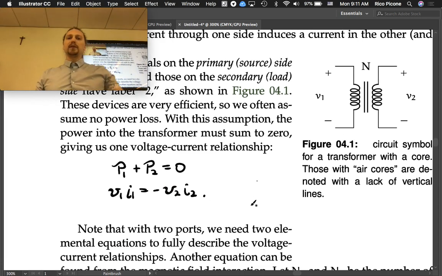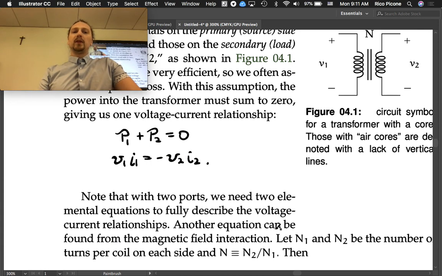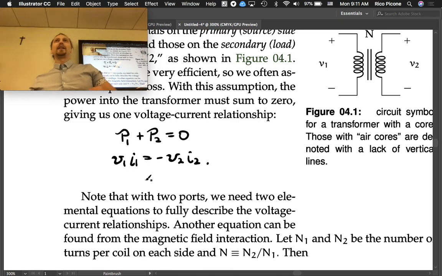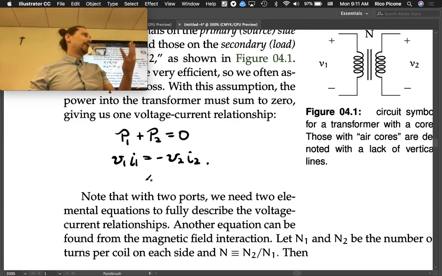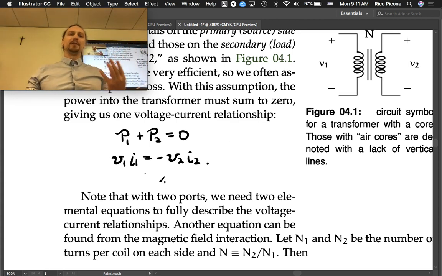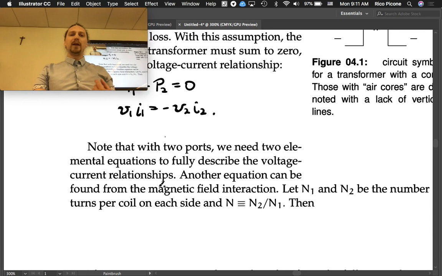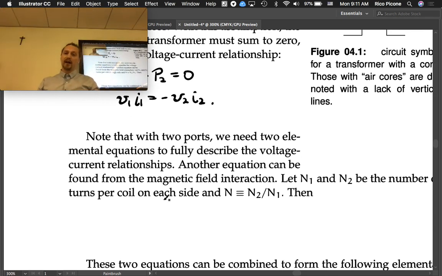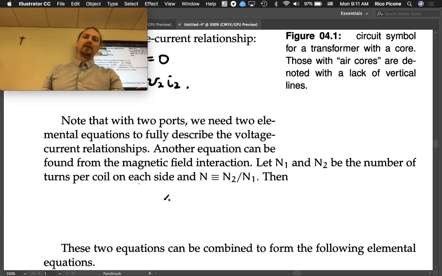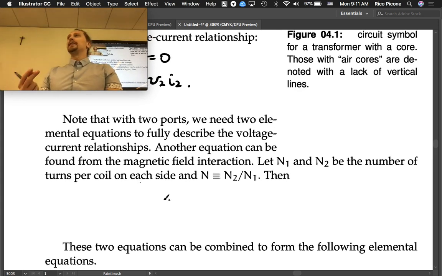Note that with two ports, we need two elemental equations to fully describe the voltage-current relationship. So we have one relationship that describes the relationship between the voltage and current on one side to the voltage and current on the other side. But since there are four unknown quantities in this element now, so we've got voltage and current on both sides, we need one more equation. And the other equation can be found from the magnetic field interaction. And I'm just going to skip a little bit of the physics and boil it down to the equation.